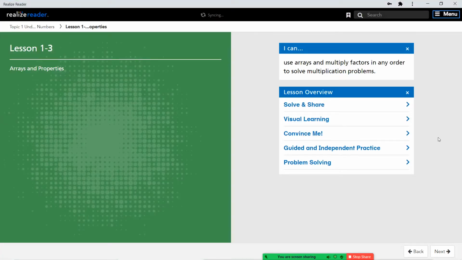Hello again, third grade. We're going to get started on lesson 1-3 today, and we're going to be talking about things called arrays. Now, these are really interesting, and it's a great way to show your multiplication that makes it easy for you to see what you're doing.